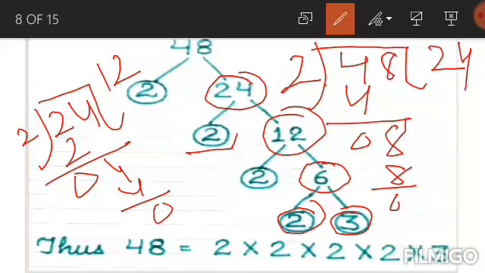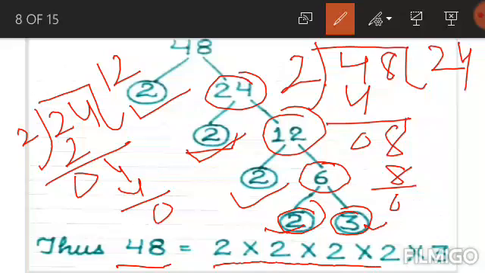So we will write the factors of 48 is equal to 2 multiplied by 2 multiplied by 2 multiplied by 2 and multiplied by 3. So the factors are these: 2 multiplied by 2 multiplied by 2 multiplied by 2 and at the last multiplied by 3.